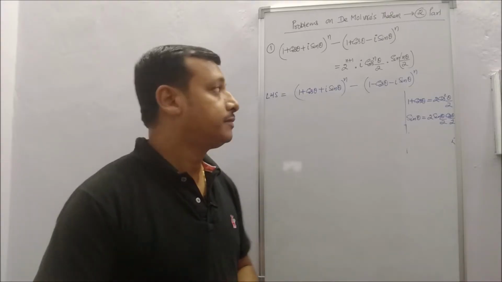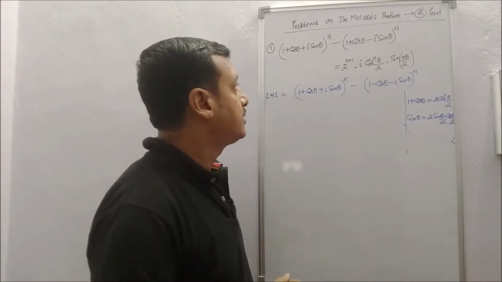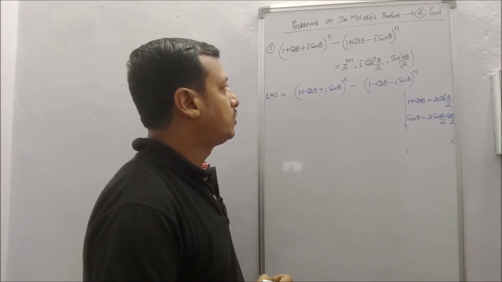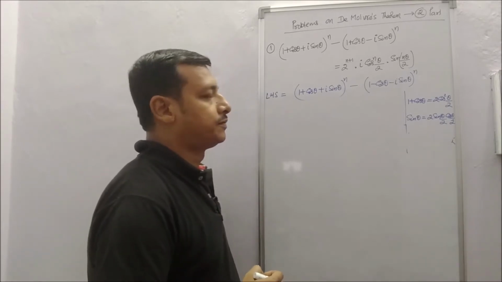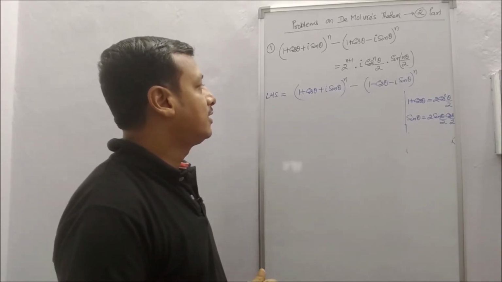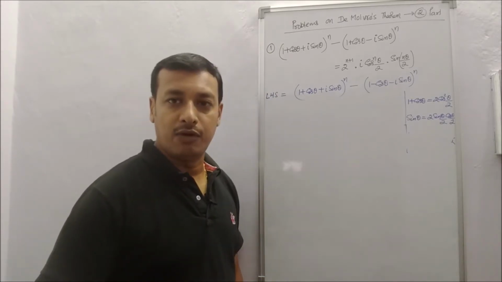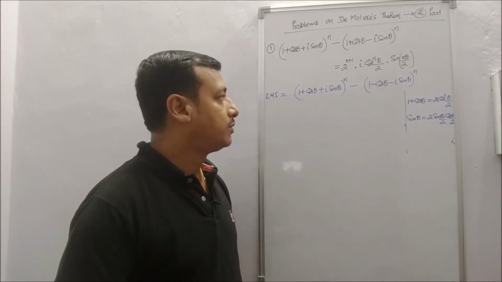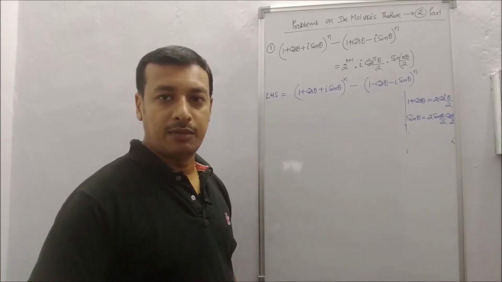Today's first problem is (1 + cos θ + i sin θ)^n − (1 + cos θ − i sin θ)^n = 2^(n+1) i cos^n(θ/2) sin(nθ/2). As we see here, in the LHS the angle is in the form of θ, while in the RHS the angle is in the form of θ/2. So we have to change the angle θ into θ/2.